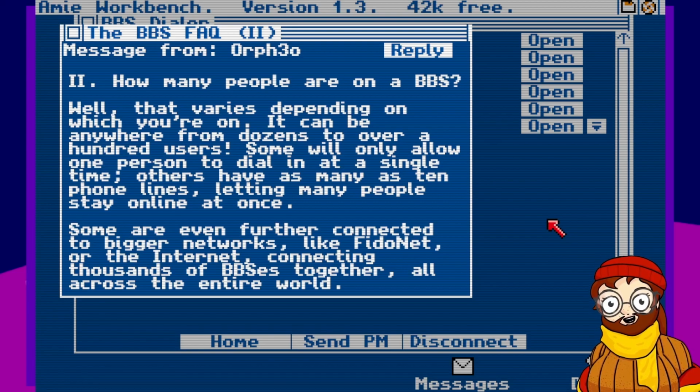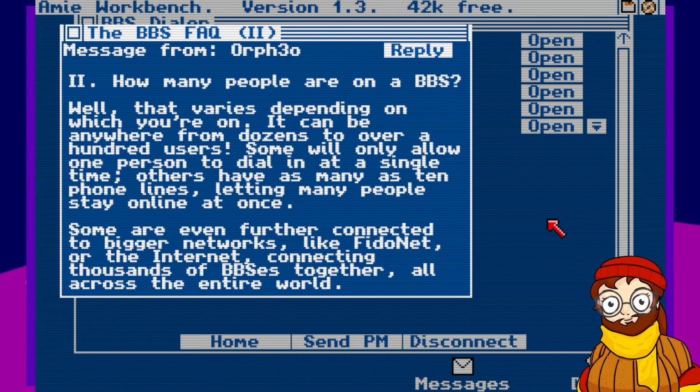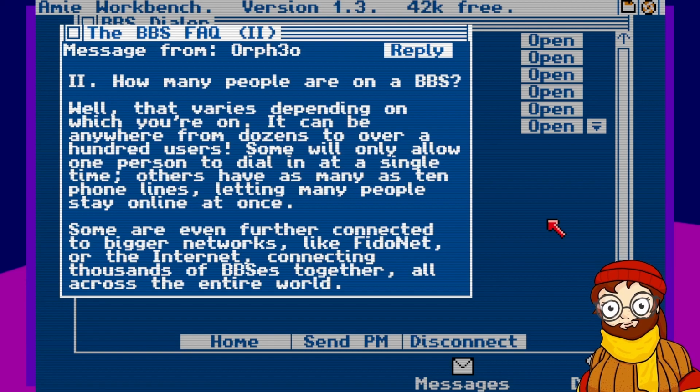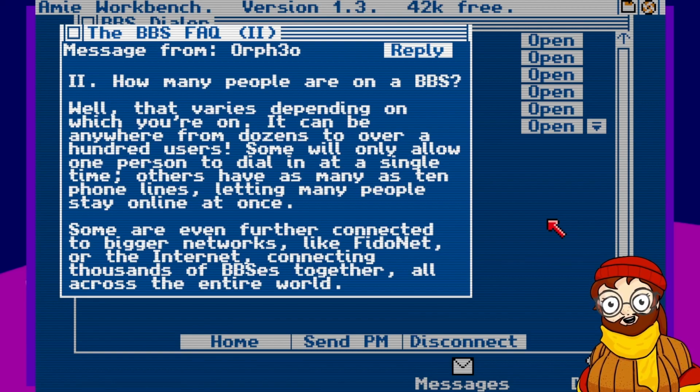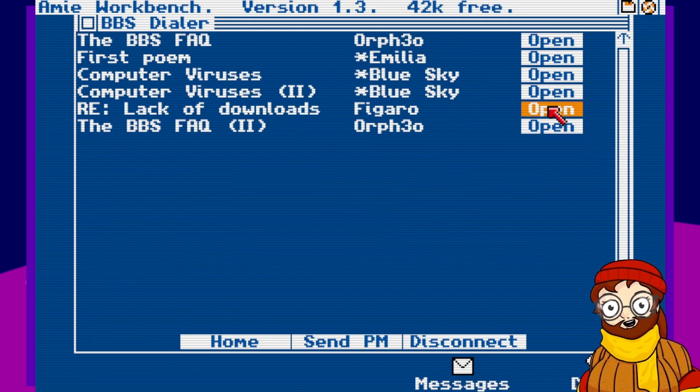Message from Orfeo. The BBS FAQ 2. How many people are on a BBS? Well, that varies depending on which you're on. It can be anywhere from dozens to over 100 users. Some will only allow one person to dial in at a single time. Others have as many as 10 phone lines, letting many people stay online at once. Some are even further connected to bigger networks like FidoNet or the internet, connecting thousands of BBSs together, all across the entire world.